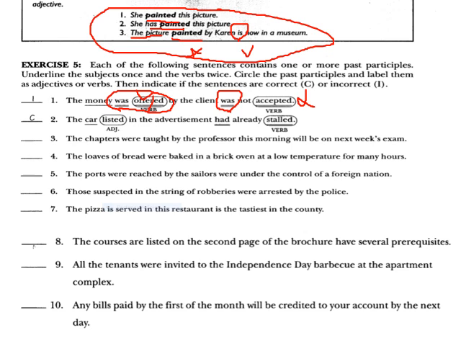Fine. Now, to make the sentence correct, what do we do? Simply, we delete the "was." The money offered by the client was not accepted. So "offered" becomes an adjective for the money.